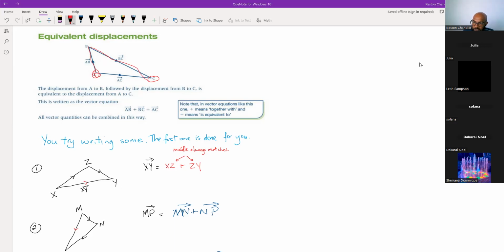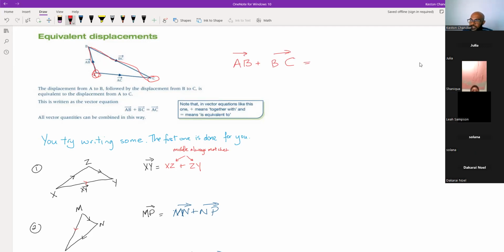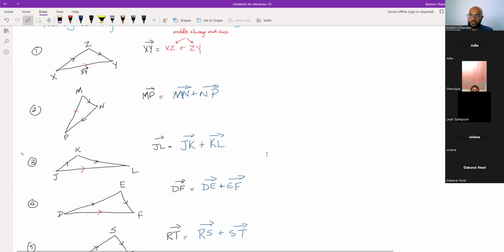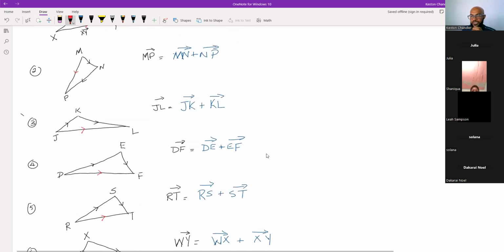I told you the way to write this is to start at A and we want to go to C. There's always a common point in the middle, which is B. That's like the Curepe junction. You get there and then you start from there and you go again. And this whole movement is the same as going from A to C, AC. This is really the triangular law of vectors, and I broke it up into two steps for you. This was the exercise you did last week, right? You were required to write the displacement vector for MP, JL, DF, RT. And we built it up the same way.